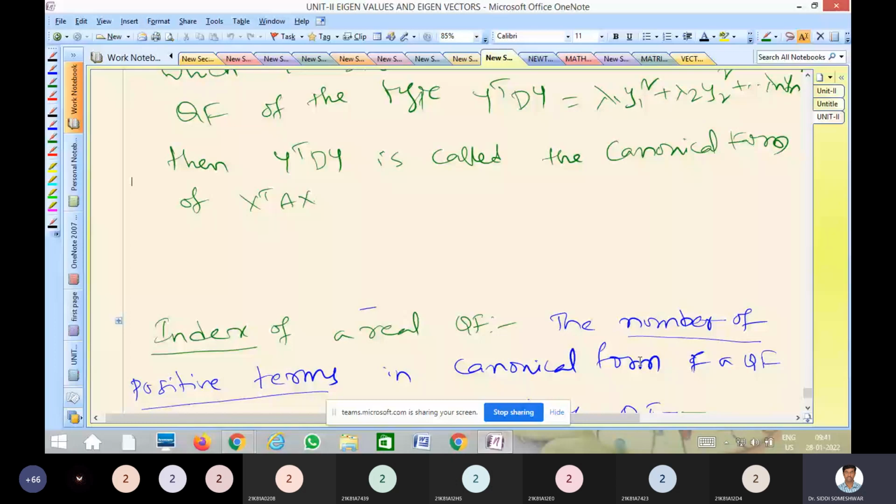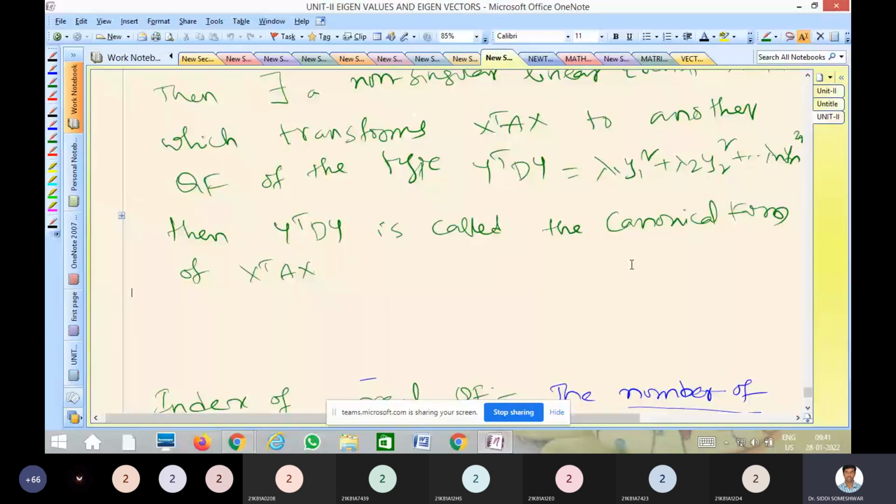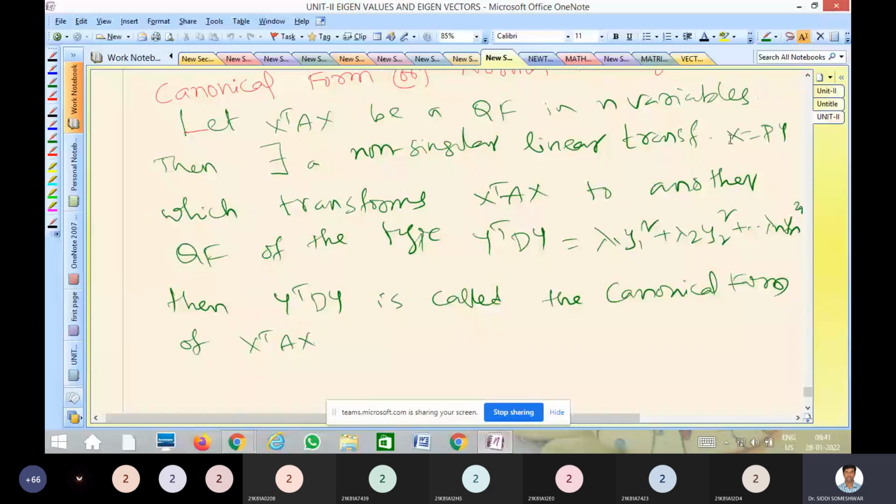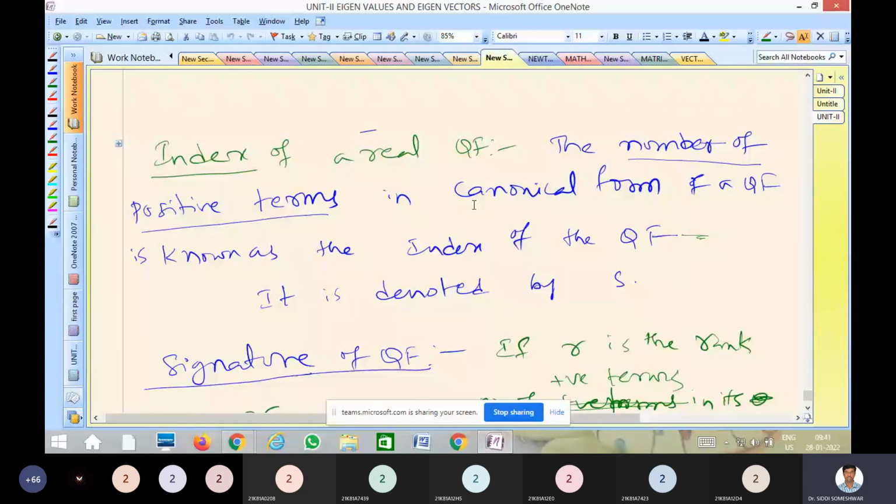Next, index of a real quadratic form. That is nothing but the number of positive terms in the canonical form. For the given quadratic form, you need to apply a linear transformation. Then you are going to get a sum of square terms. In that canonical form, you need to check the number of positive terms, and that is denoted by S here.